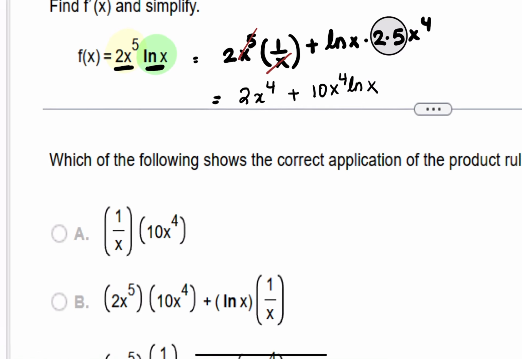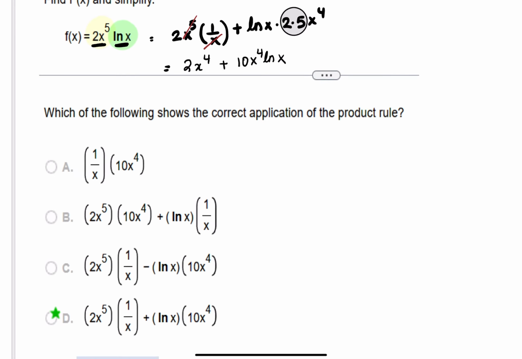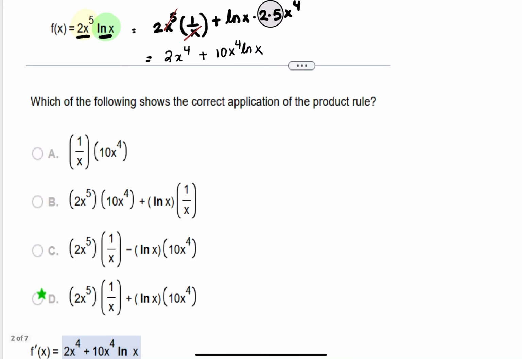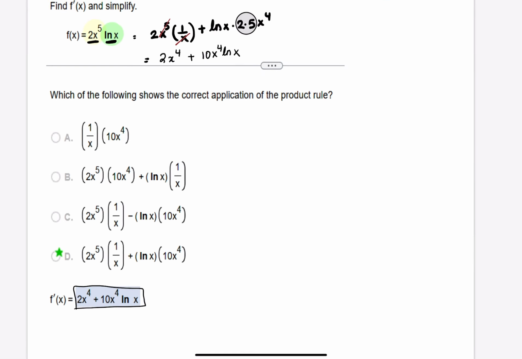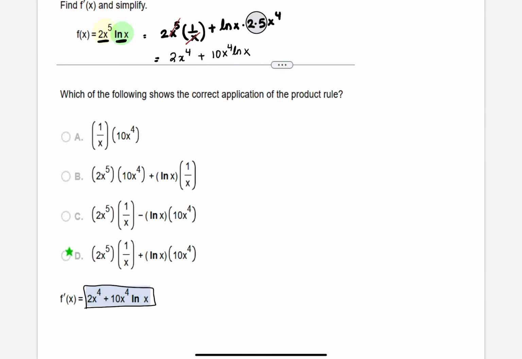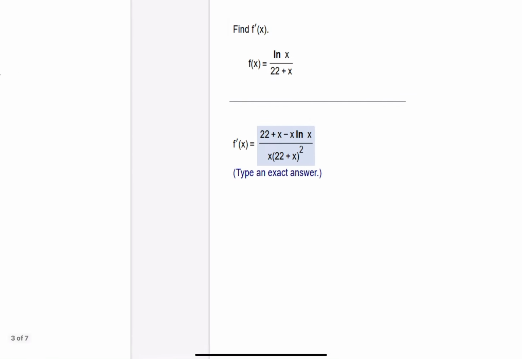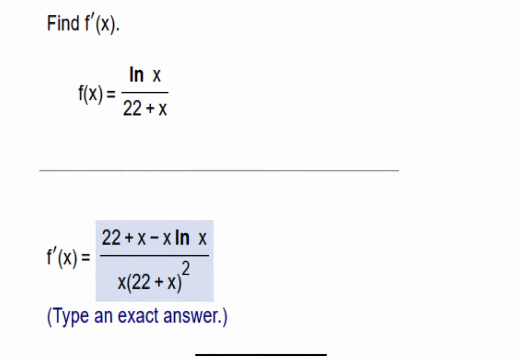And let's see if I have anything that matches. Oh, they didn't simplify this one. Oh, yeah, they did. So here I have it: 2x to the power 4 plus 10x to the power 4 ln x. So check the options. This is the non-simplified version, and you have another step where you have to simplify it. Okay, and we have both of those. Now let's go ahead and take a look at the next problem.